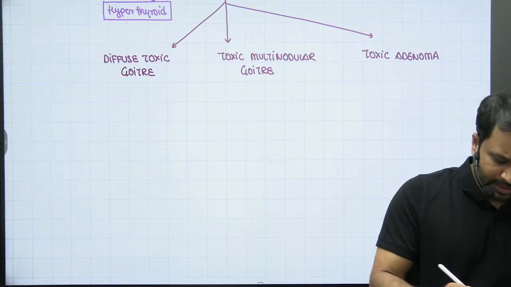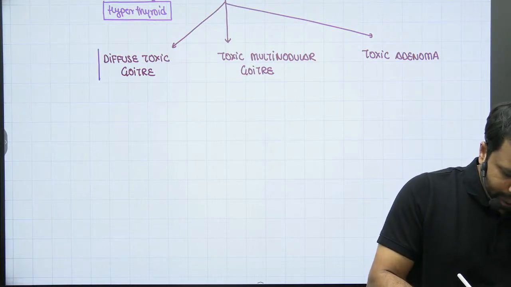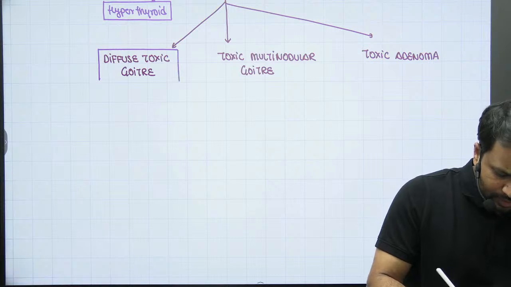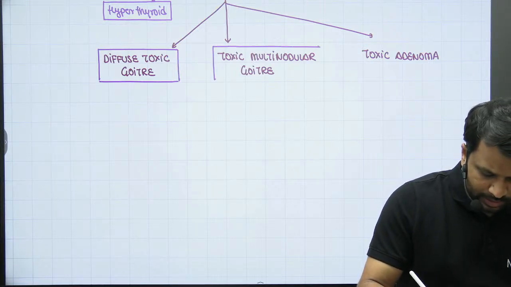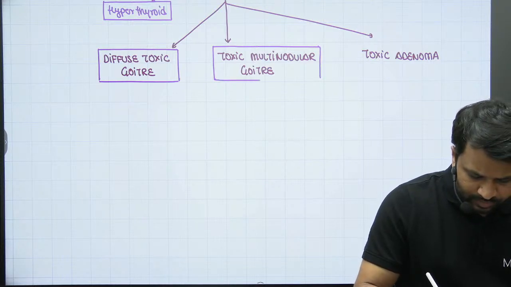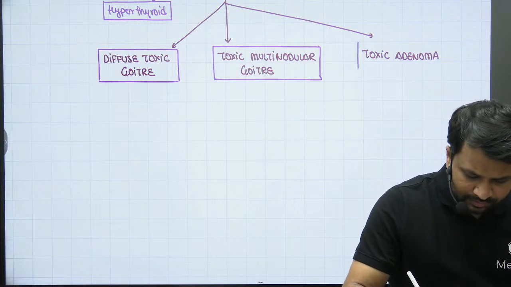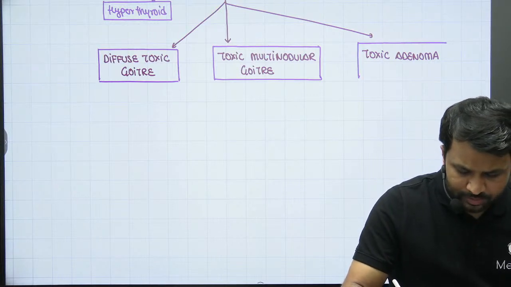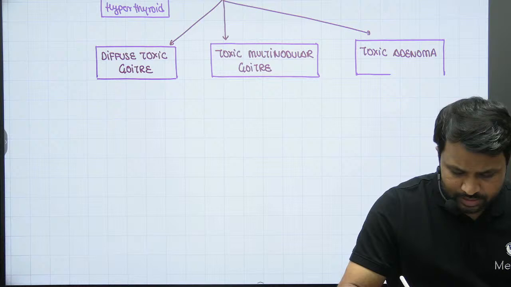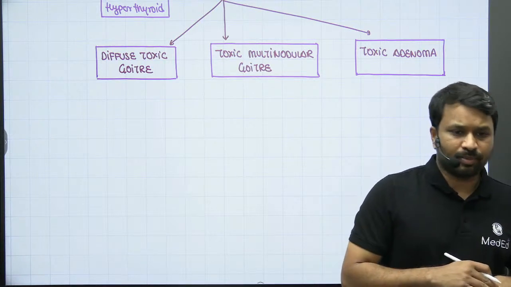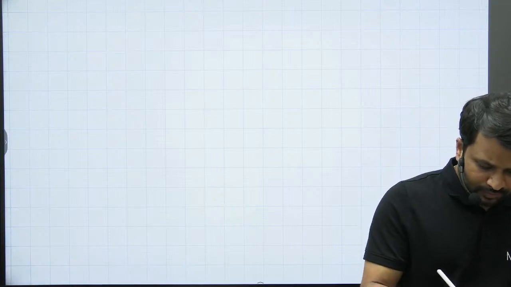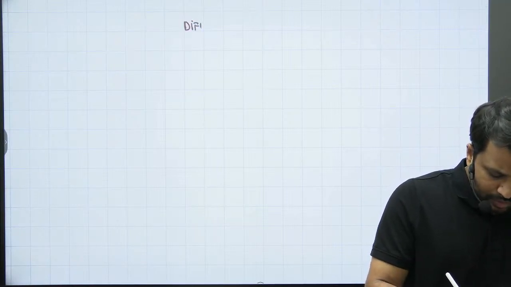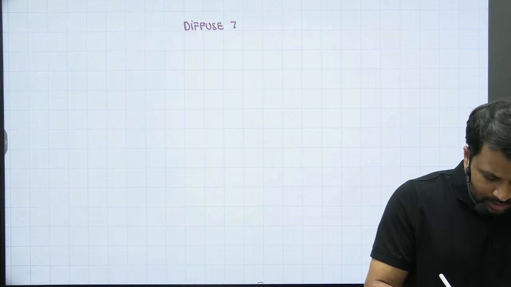So we have the diffuse toxic goiter, then the toxic multinodular goiter, and then the last option is the toxic adenoma. I'll be discussing these three disorders so that we can have a sound understanding of the toxic thyroid swellings. Now, our first topic would be diffuse toxic goiter.